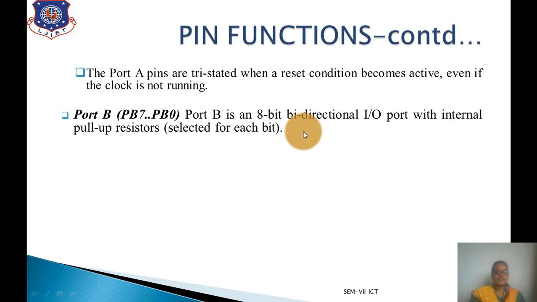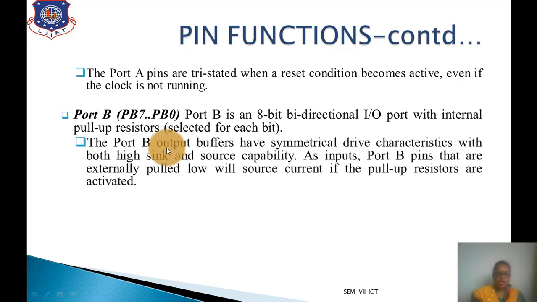If we consider, let's say, the PB1 bit as input and the PB6 bit as output, we can do that, for which we only need low and high for that particular bit. The port B output buffers have symmetrical drive characteristics with both high sink and source capability. As input, port B pins that are externally pulled low will source current if pull-up resistors are activated.